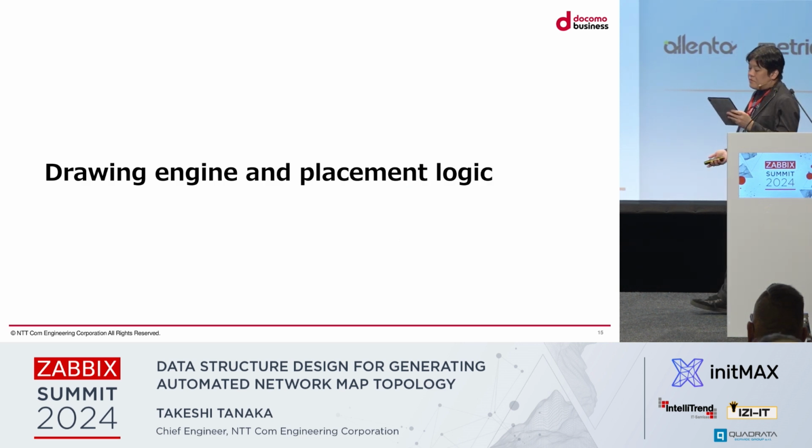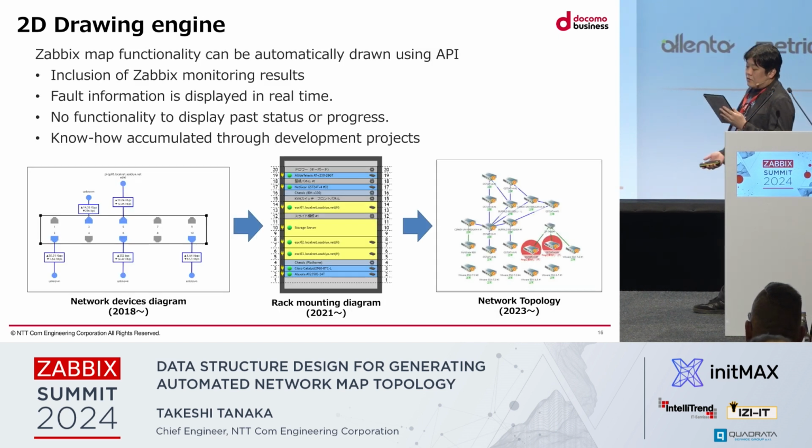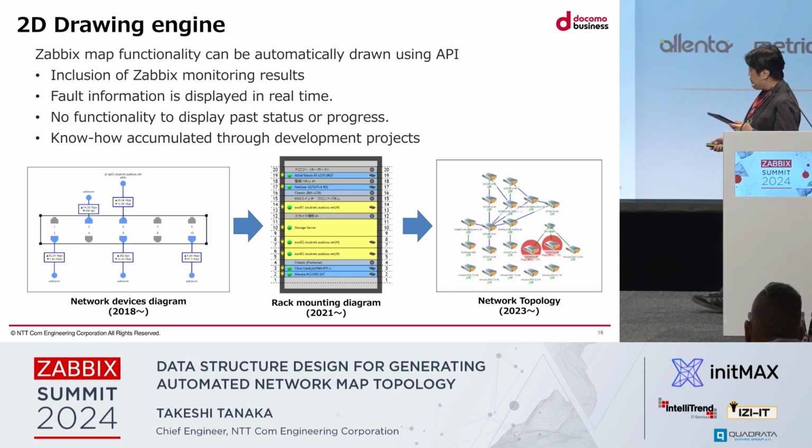This section describes the drawing engine and placement logic. Zabbix map uses a 2D drawing engine. Maps can be generated using Zabbix API. We have a mechanism that we developed for generating two network diagrams.